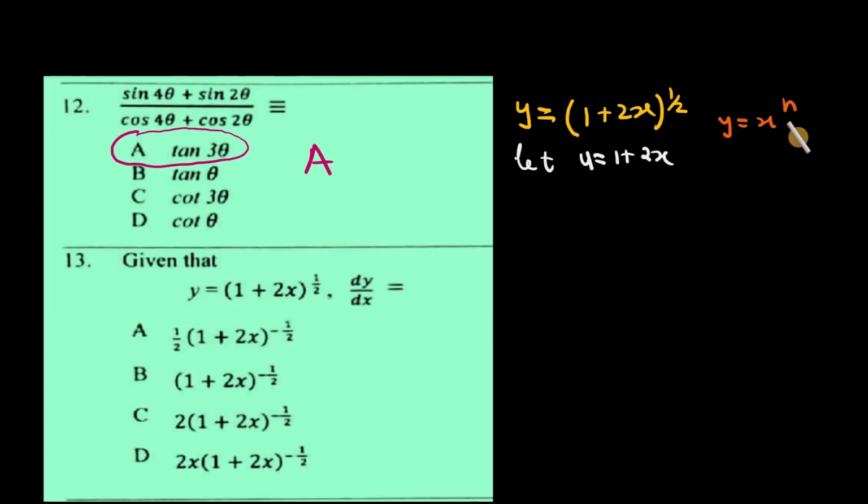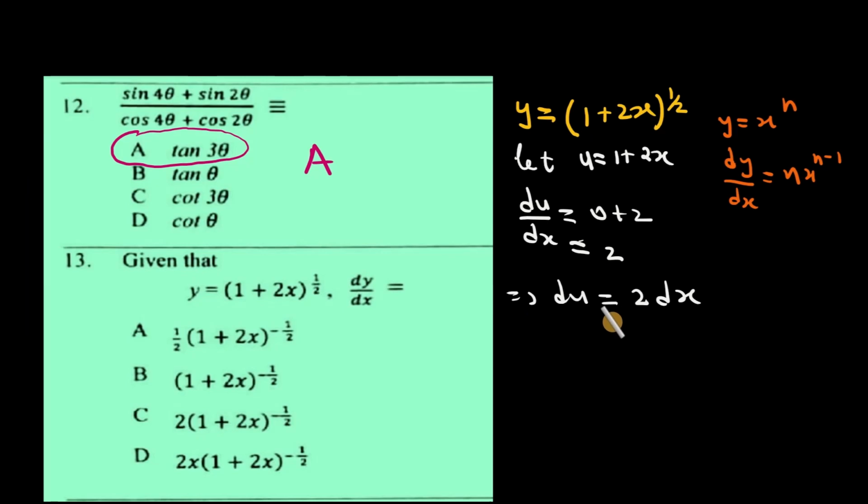You know, if y equals x to the n, it means dy/dx equals n x to the n minus 1, from the differentiation formula. That means from here, du/dx equals 0 plus 2, which equals 2, since the differentiation of any constant is always 0 and the derivative of 2x is 2. That means du equals 2 dx. u is equal to this. It means y equals u to the half. dy/du equals half u to the half minus 1, which is half u to the minus half. But du equals 2 dx.